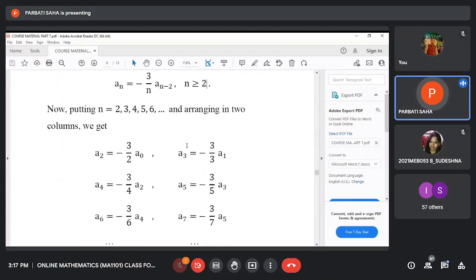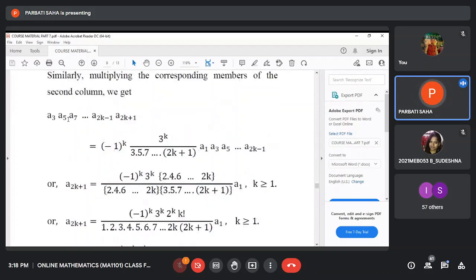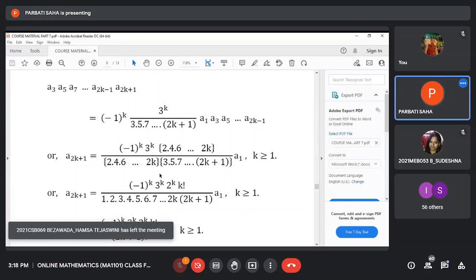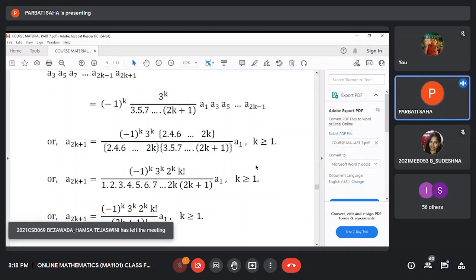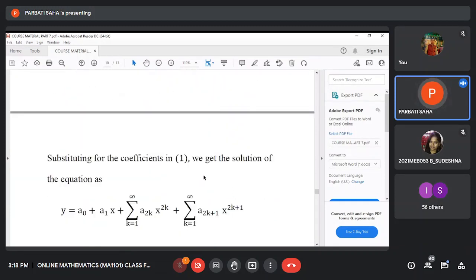Similarly, by multiplying all this, what we get? We will get A3, A5, A7 up to A2k plus 1 on the left, and the right side is this. And after cancelling all these factors starting from A3 up to A2k minus 1, we will obtain this. So A2k plus 1 equals this, where k is greater than or equal to 1.